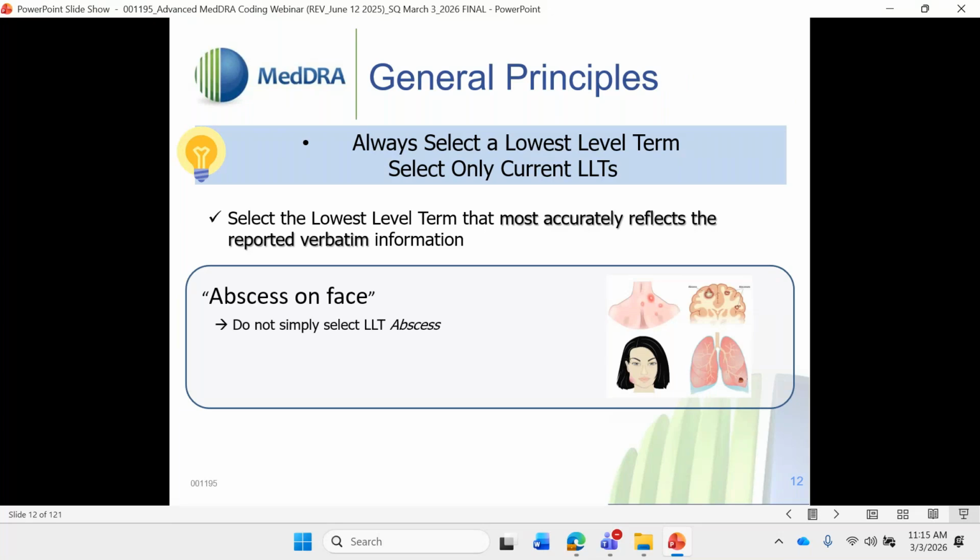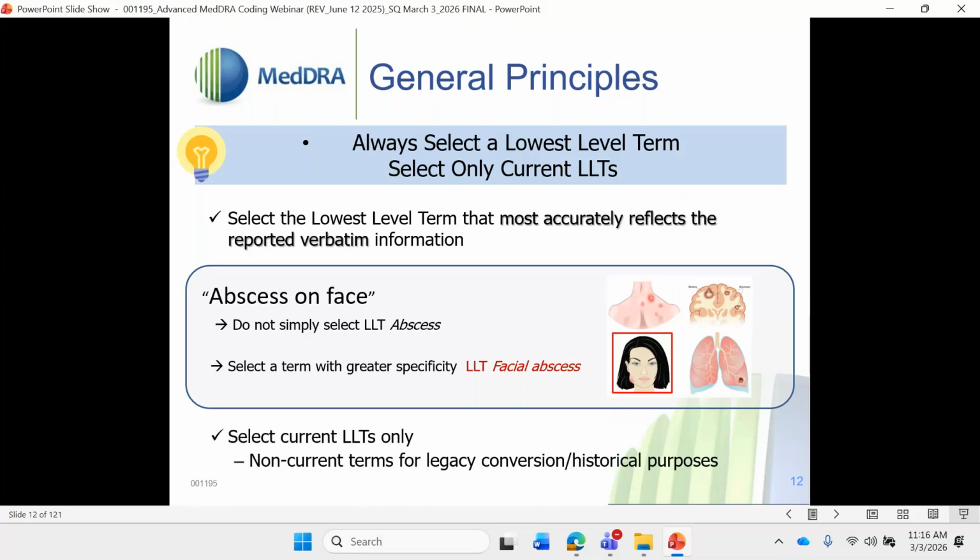You wouldn't simply select abscess, right? Because you have to choose the LLT term that most accurately reflects the reported verbatim information. And as you know, abscess can be anywhere. It can be on your neck, it can be in the brain, it can be in the lungs, it can be on the skin. The one here, specifically, is giving us information. It's not just an abscess, it's telling you where it is. So when we go in the browser and look at all the terms in MedDRA that have abscess in them, we would try to pick the one that most accurately reflects the term. So we would pick not just abscess, but facial abscess, right? Because that information is given to us.